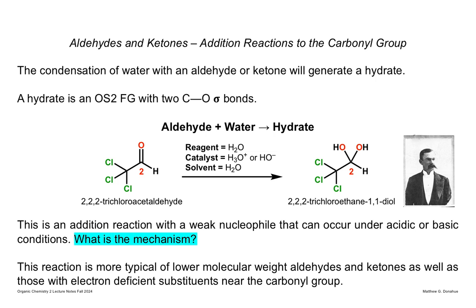So in this example, we have 2,2,2-trichloroacetaldehyde, and we're mixing that with water with an acidic or basic catalyst, and I'll show the mechanism on the next slide. But what I want to point out here is, at oxidation state 2 of the carbonyl highlighted in blue, that's sp2 hybridized. When we form the hydrate, that blue carbon, it still retains oxidation state 2, but now it's sp3 hybridized.